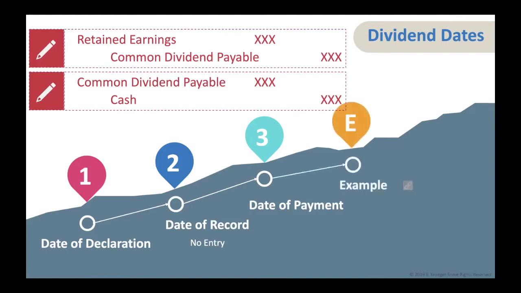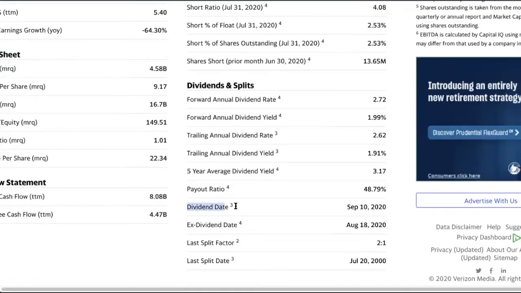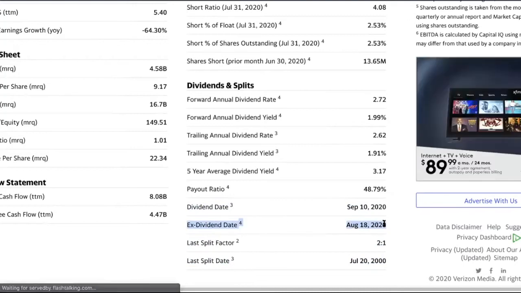I have an example to show you how these dates are indicated online. This is for Target. As you can see, the dividend date is September 10th, 2020. This is the payment date. The ex-dividend date is similar to the record date. The textbook does not cover this, but I want to so that you are aware of what it means.